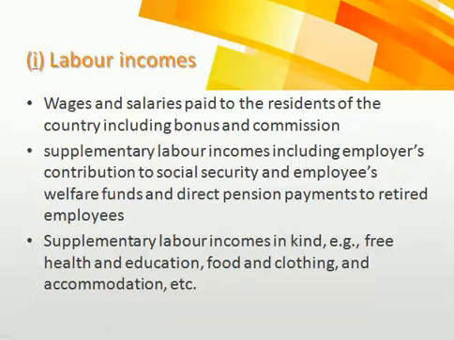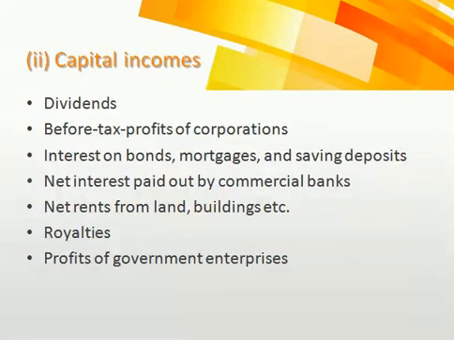Supplementary labor incomes include employees' contribution to the Social Security and Employees Welfare Fund and direct pension payment to retired employees. Supplementary labor incomes in kind, that is free health, education, food, clothing, and accommodation, etc. So basically, all the income earned by a laborer in terms of wages, salaries, or any additional benefits, whether monetary or in terms of health, education, accommodation, everything will be considered under labor income. Second is capital income.